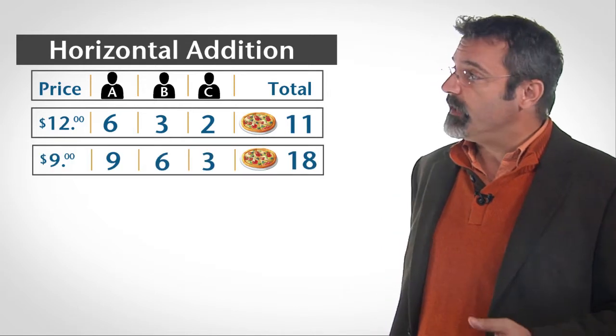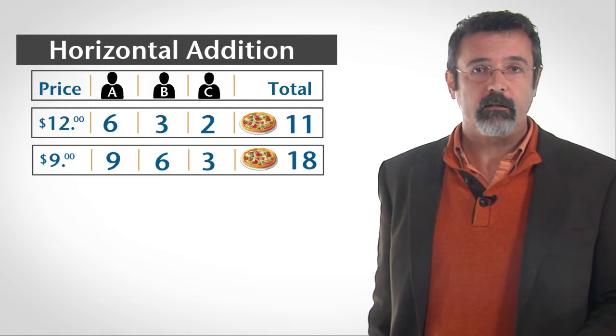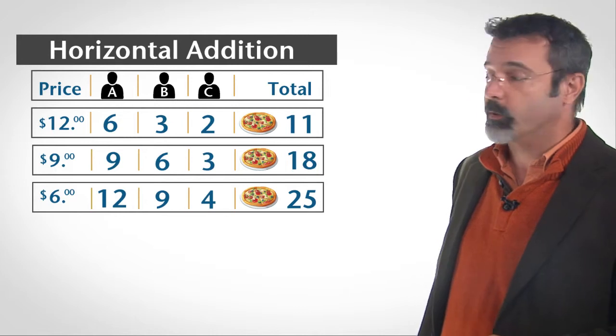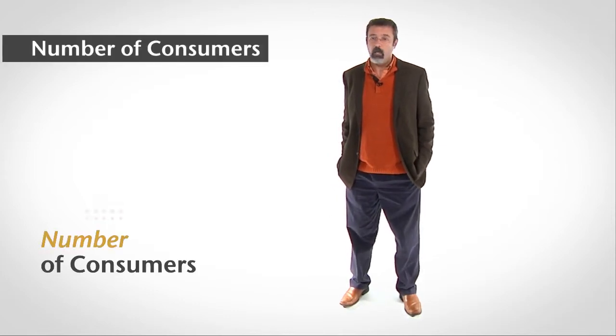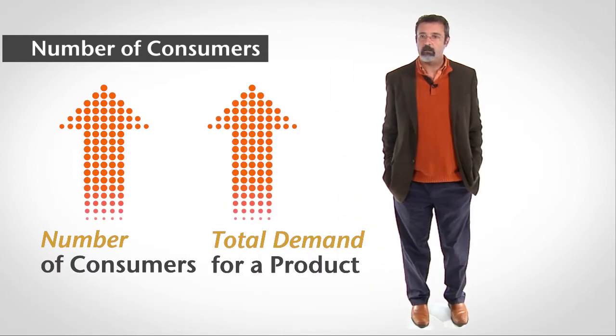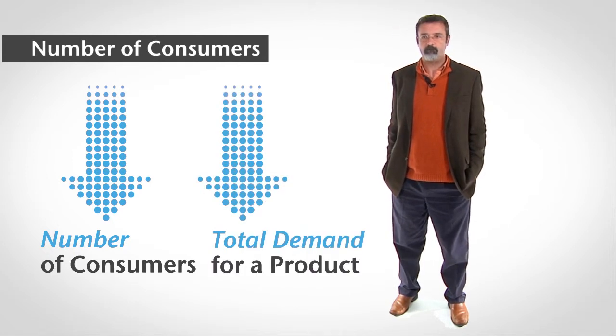Similarly, if the price of pizza is $9, the people are willing to buy a total of 18 pizzas per week. And if the price is $6, the people are willing to buy a total of 25 pizzas per week. When we horizontally add all the individual demands, we get the total demand for the product. This gives us a fourth factor that influences the demand for a product: the number of consumers. The greater is the number of consumers, the greater will be the total demand for the product. The lesser is the number of consumers, the lesser will be the total demand for the product.